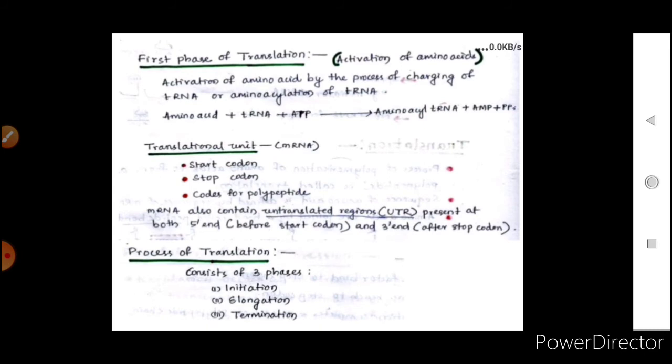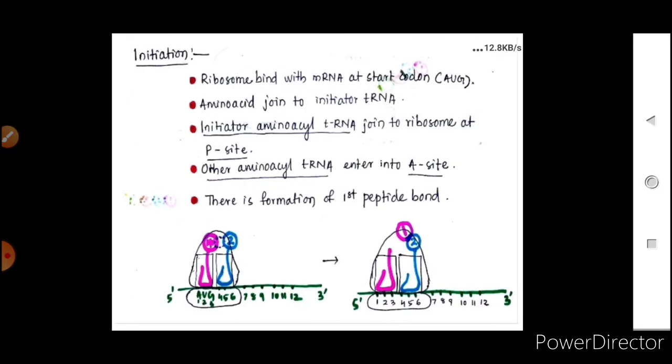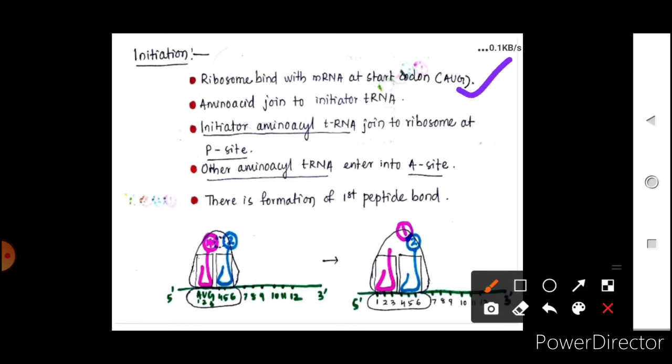Now, the messenger RNA also contains, you have to remember this, untranslated regions, that is UTRs, present at both the 5' end before the start codon and the 3' end after the stop codon. The process of translation will consist of three phases: initiation, elongation, and termination. What we saw in the initiation is that the ribosome will bind with the messenger RNA at the start codon first, that is the AUG. The amino acid will join to the initiator tRNA.